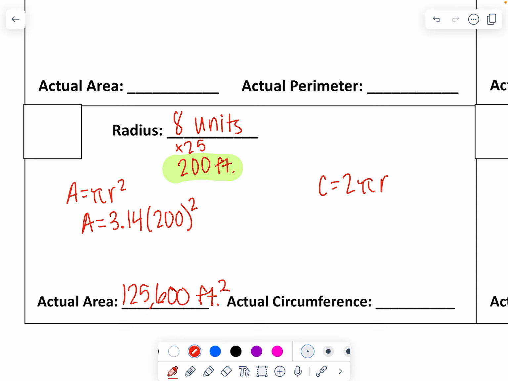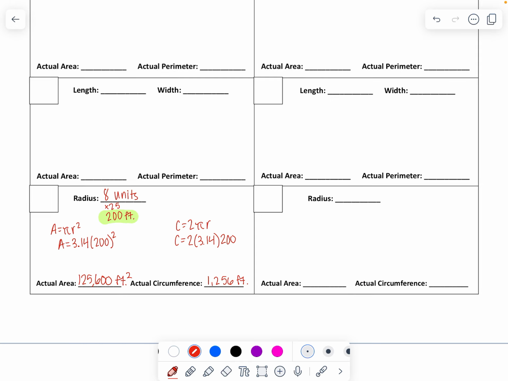And then for our circumference, we do the same thing. So it's going to be C equals 2 times 3.14 times our radius, which is 200. And I'm going to plug those in. So 2 times 3.14 times 200. And I would get 1,256 feet. And that would be my answer. Okay, so that's how you do those.